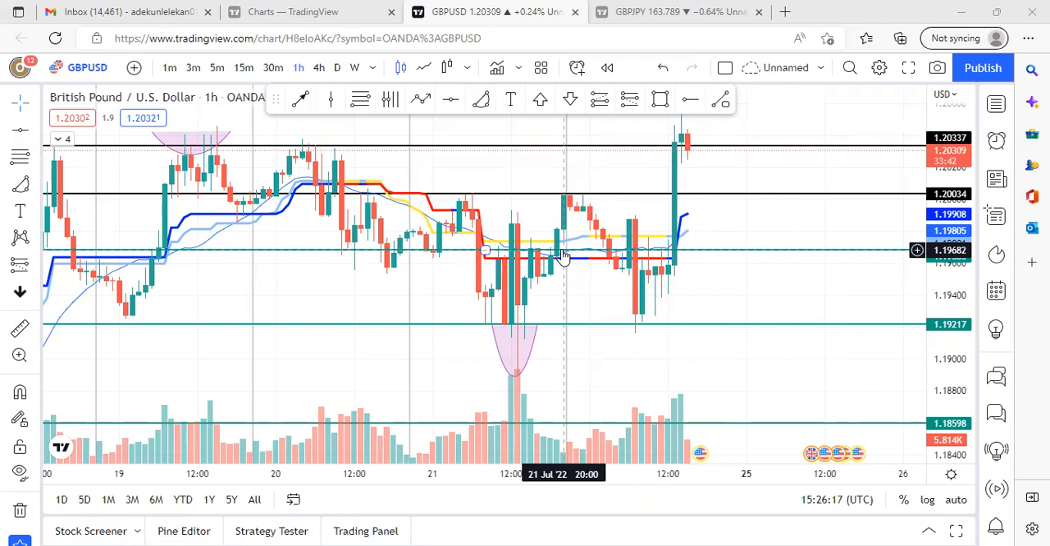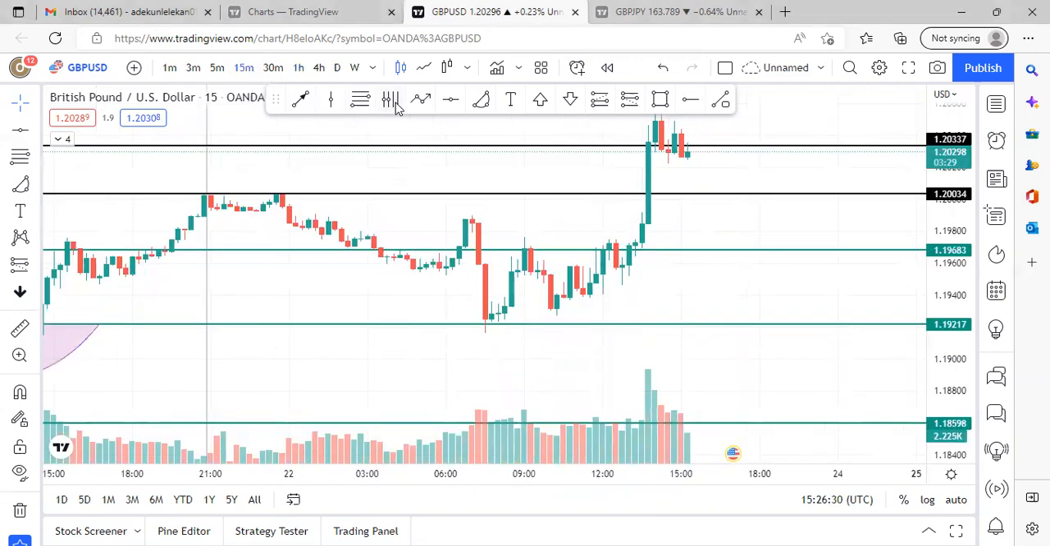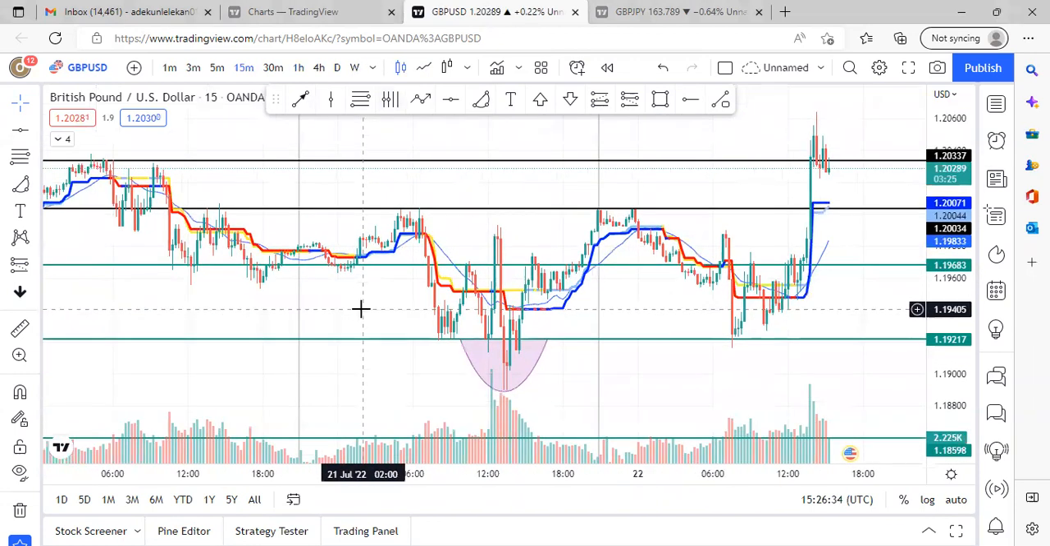So without wasting much of our time, I will quickly delve into how you can easily identify a fake out in the market, right? So looking at these pairs right now, this is GBP USD.